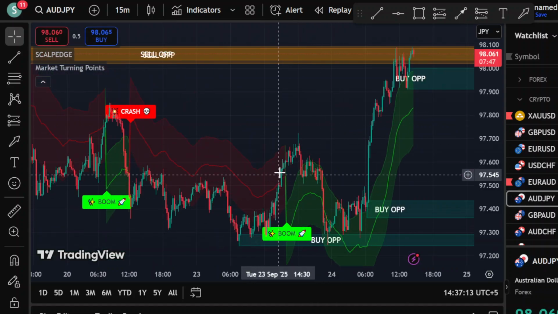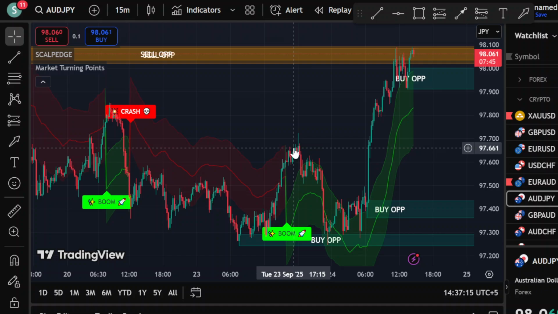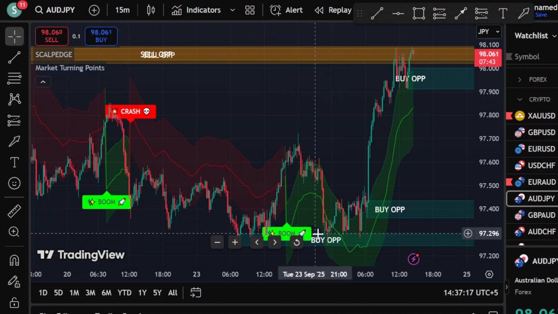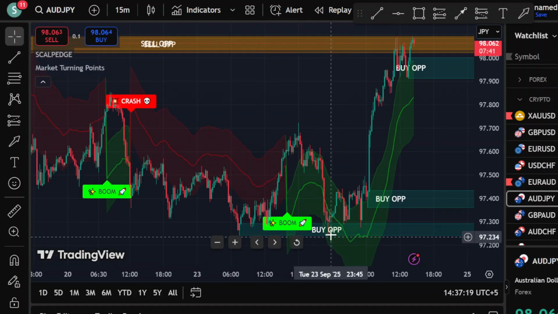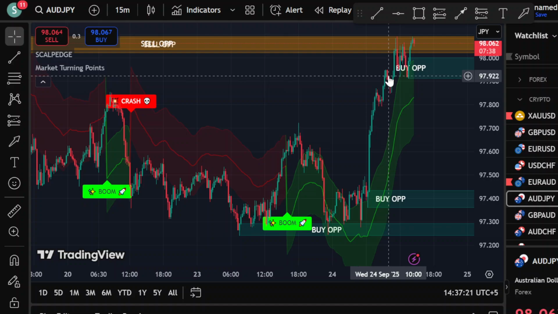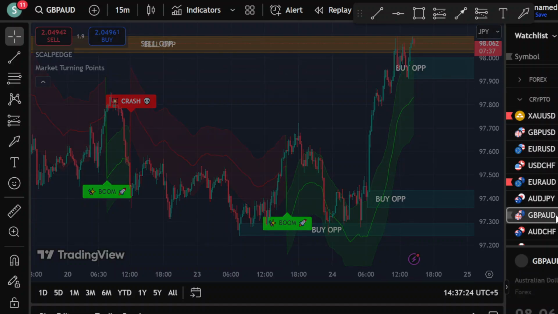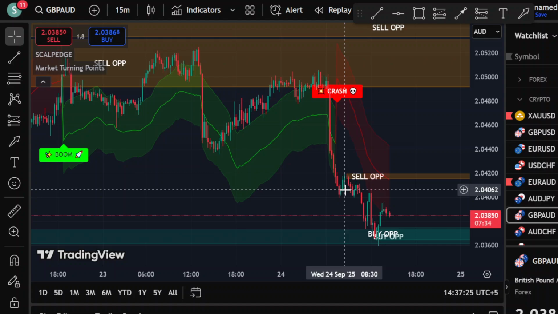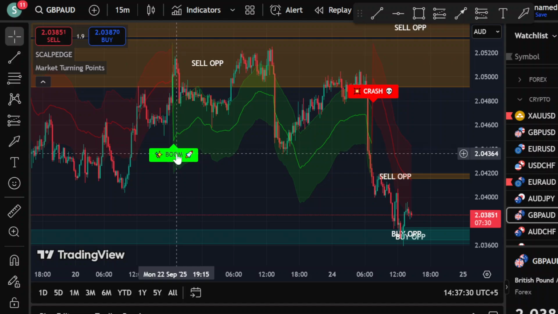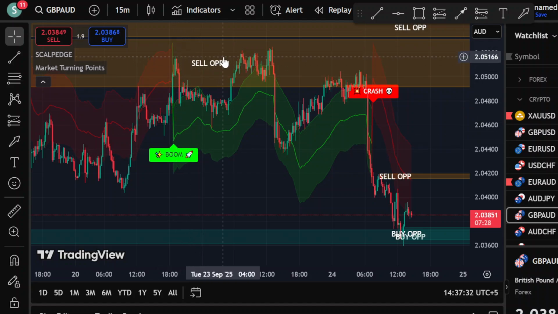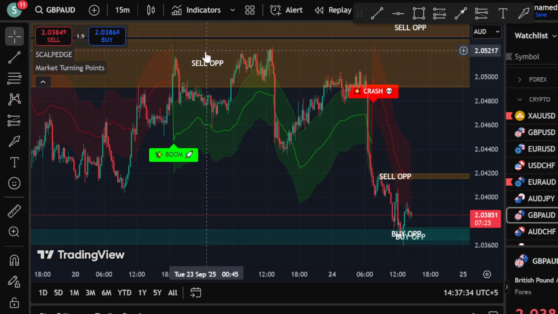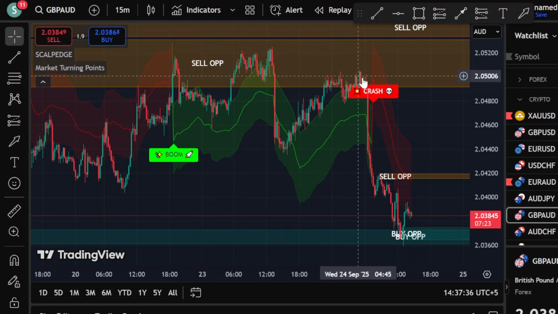Now just look at the boom signal. The boom signal came, just wait for the Market Turning Points to give you the buy opportunity. The price reversed, it provided you a buy opportunity, and then look at the ride in the upward direction. So use it with general common sense. That is why my indicator needs common sense. For example, if the boom is coming exactly at the sell opportunity level, no need to take that one. Instead, wait for the price to give you a crash signal and then see the price is down.